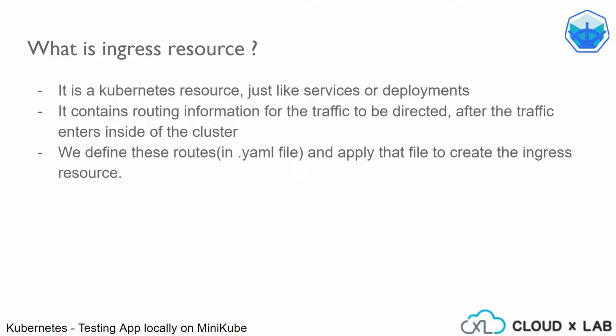What is an Ingress resource? It is a Kubernetes resource, just like services or deployments. It contains routing information for the traffic to be directed after the traffic enters inside the cluster. We define these routes in a YAML file and apply that file to create the Ingress resource.